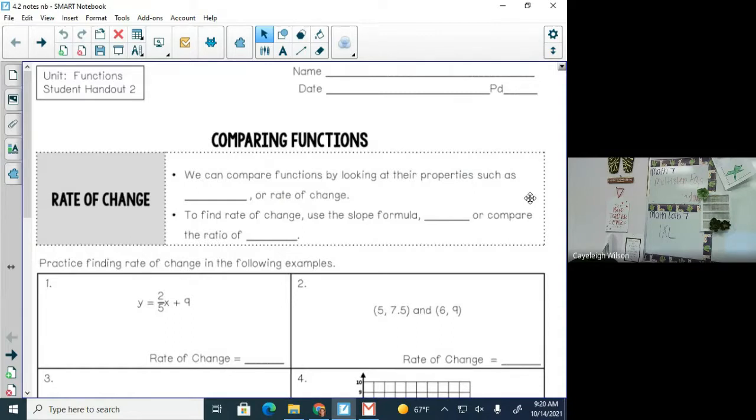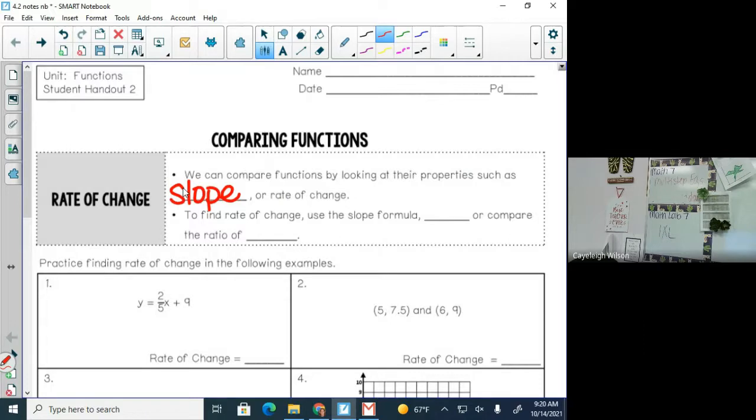Okay? Today we're going to compare functions based upon their slopes. All right, so it's going to be skills that we've already done before, except for one. All right, so we can compare functions by looking at their properties, such as their slope or rate of change.